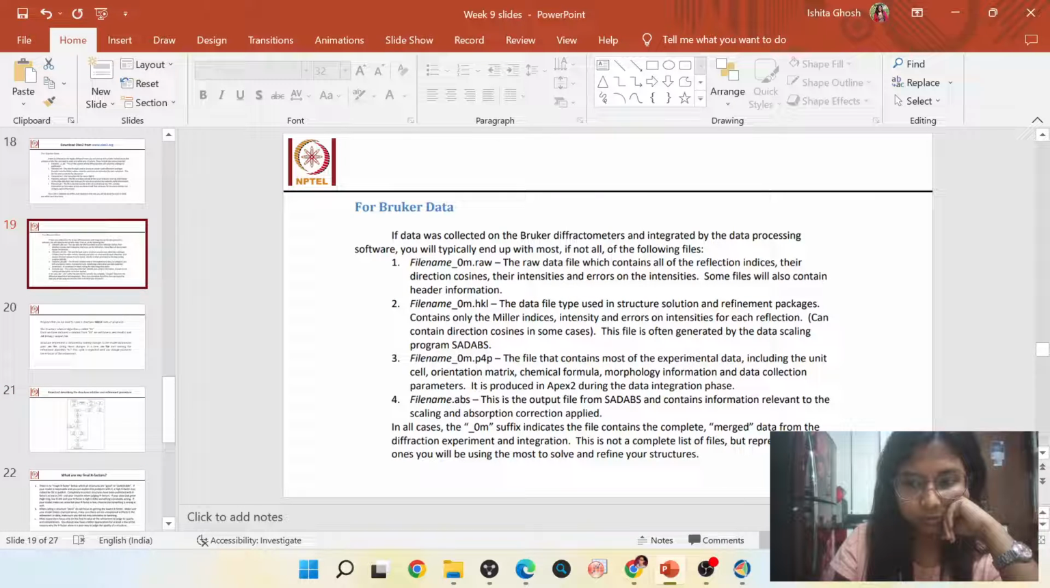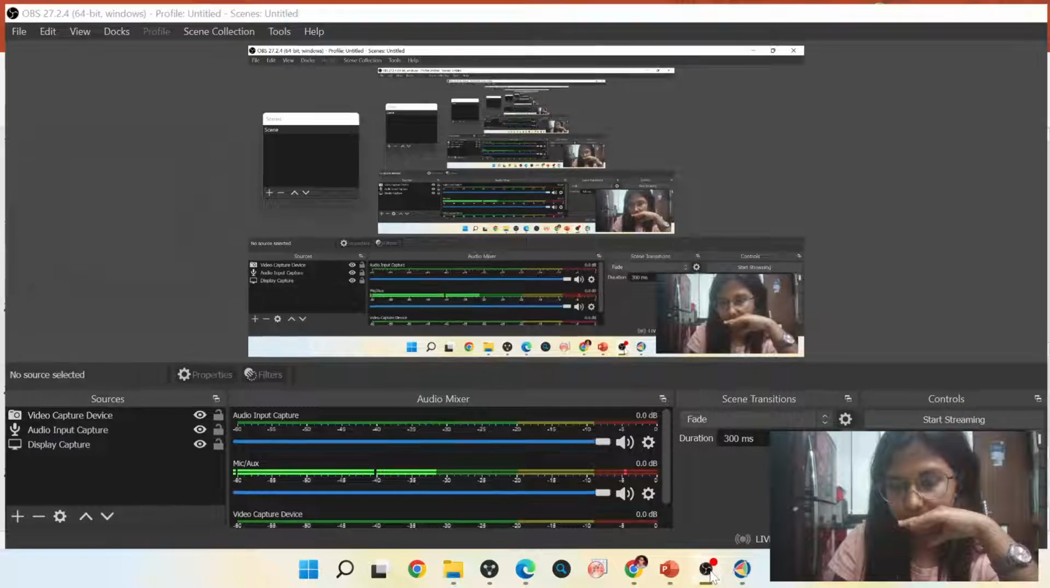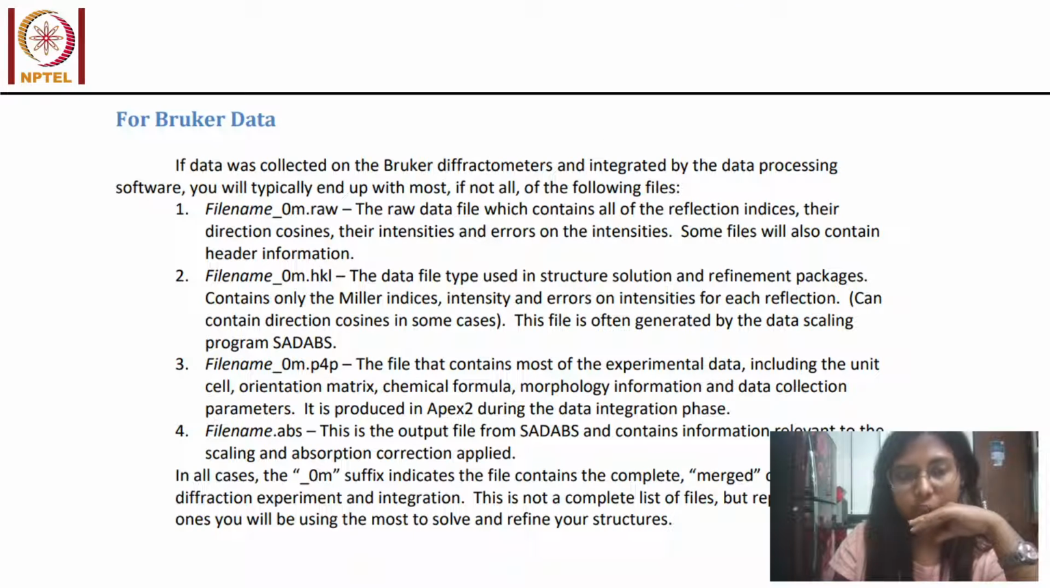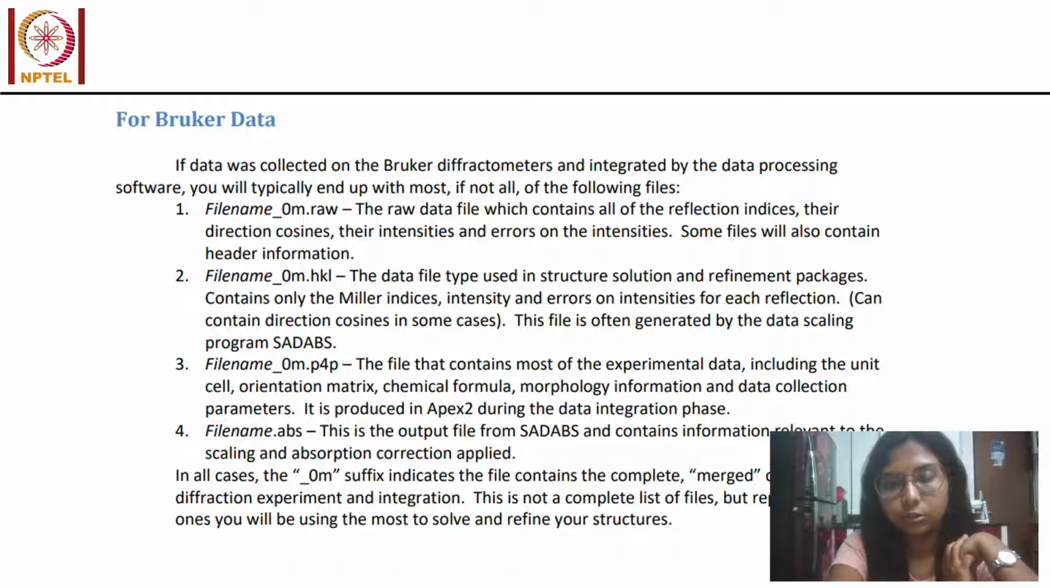So now we will go to Bruker data. What I am personally familiar with is Rigaku diffractometers and not Bruker diffractometers till now. If your data was collected on the Bruker diffractometer and integrated by the data processing software, the files which you will get are the raw files, which is the raw data file, which contains all the reflection indices, their direction cosines, intensities, and errors on the intensities.